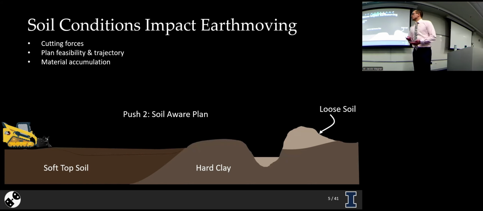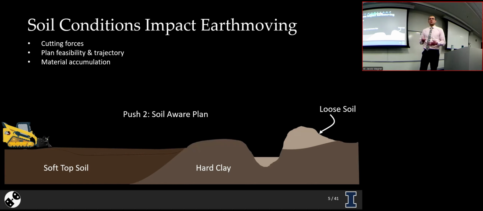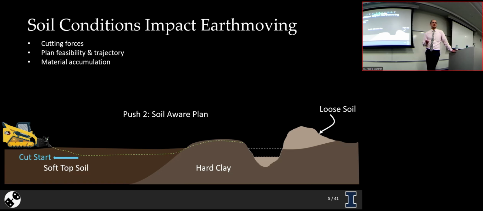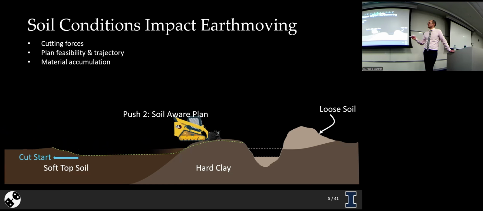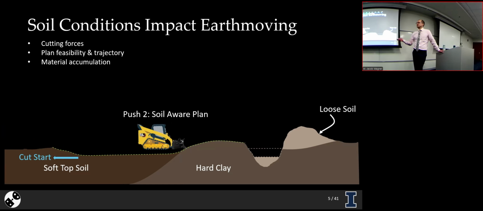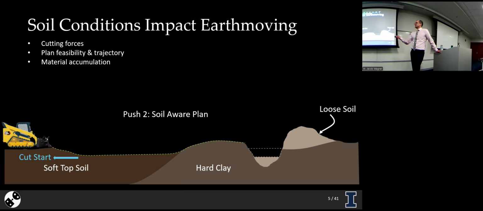What I'm interested in working towards here is developing a soil-aware earth moving system and a soil-aware planner of some sort. The idea is that if we have some idea of the soil conditions from that first pass of operating in the terrain, we can start back a little bit further in our cut. We can then do a better job of accumulating enough material, and we're maybe a little less aggressive in this region than we think is higher density soils.